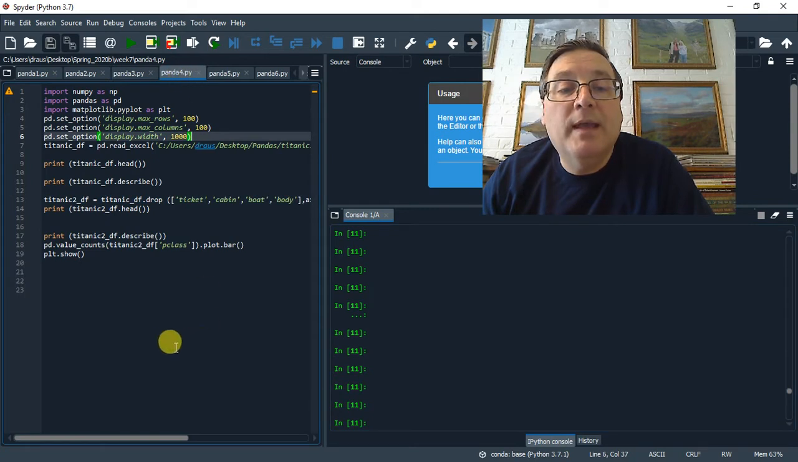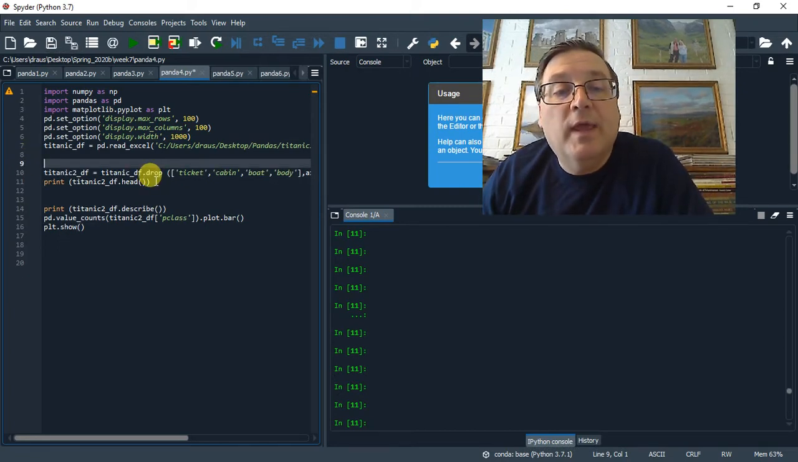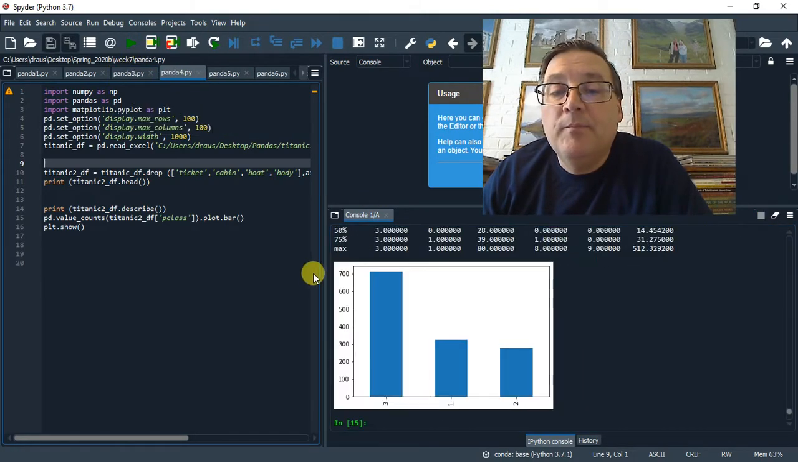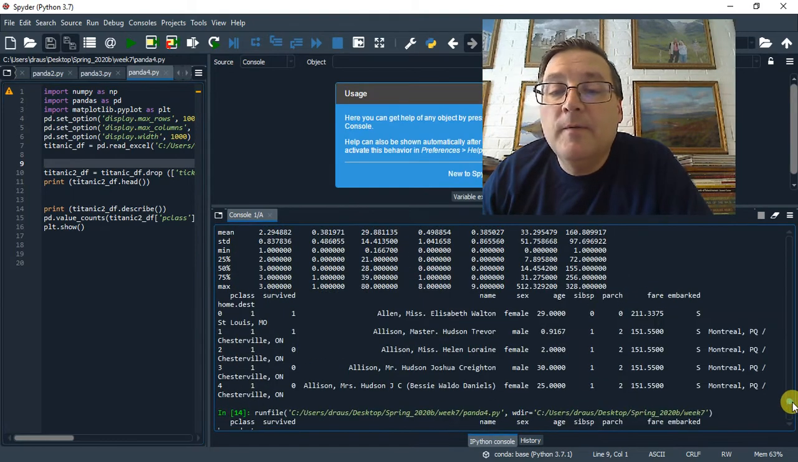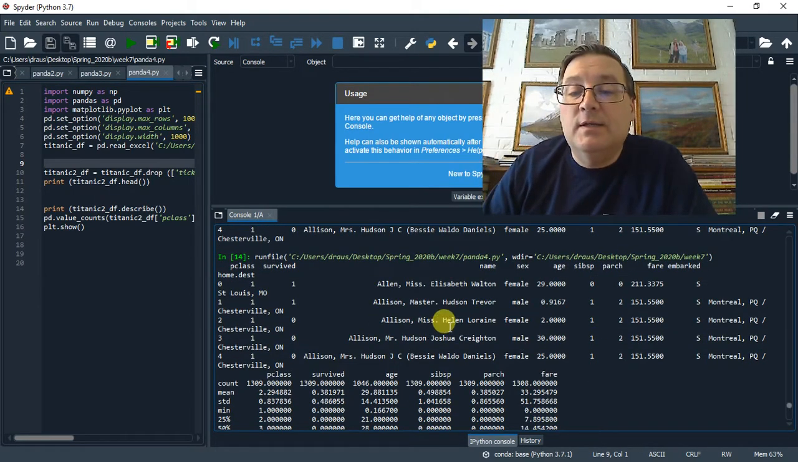If we look at pandas 4, again, we're going to do the same thing. Let's just get rid of those describe and head up there. We don't need to see that. We'll just do the head after we drop those columns. If we run that, you can see here, after we drop those columns, it's easier to read.